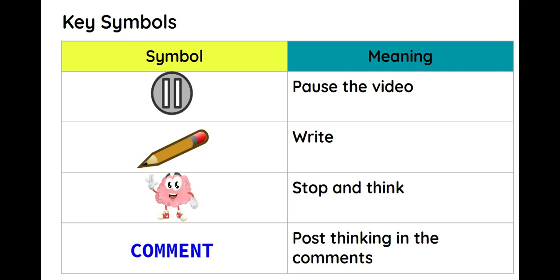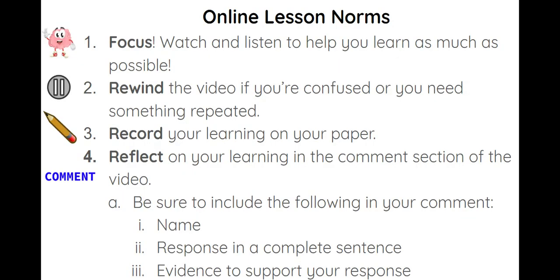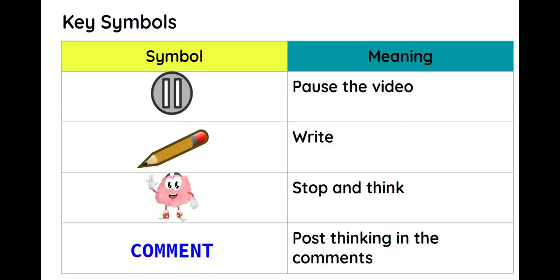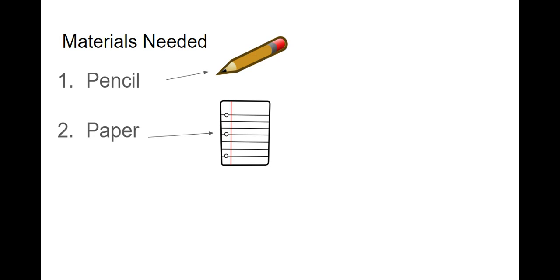The third symbol is a little brain that has a face and is waving. It's pretty cute. That means you're going to stop and think. Sometimes I'll tell you to either pause the video or we're going to stop for a second and think about our answer. The last symbol is blue, and it says the word comment. This is when I want you to post your thinking in the comments. If we go back to our online norms, you're going to include your name, your response in a complete sentence, and then some evidence to support your response. For today's lesson, you just need a pencil and a piece of paper for our math.